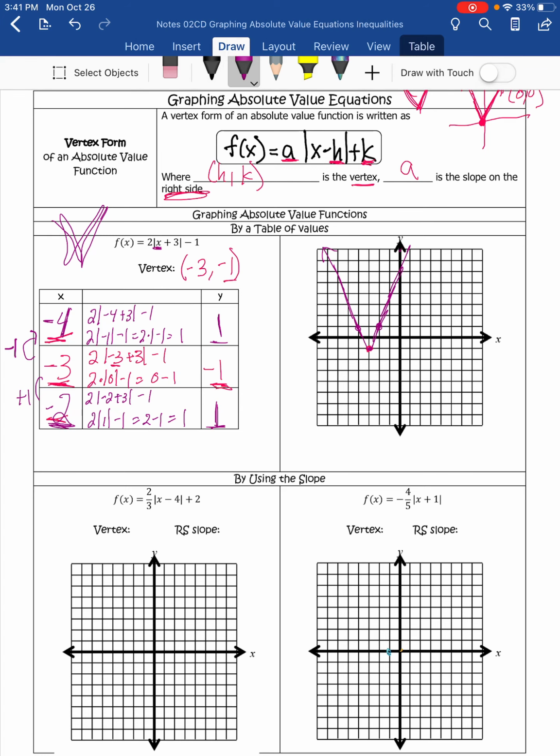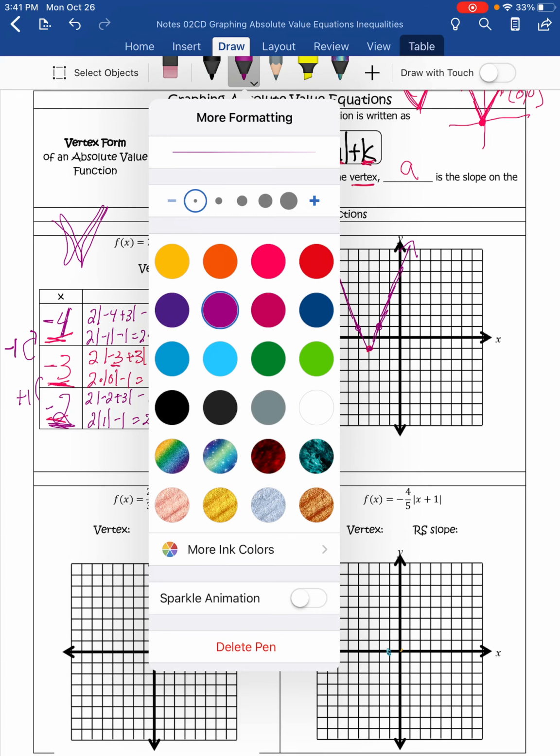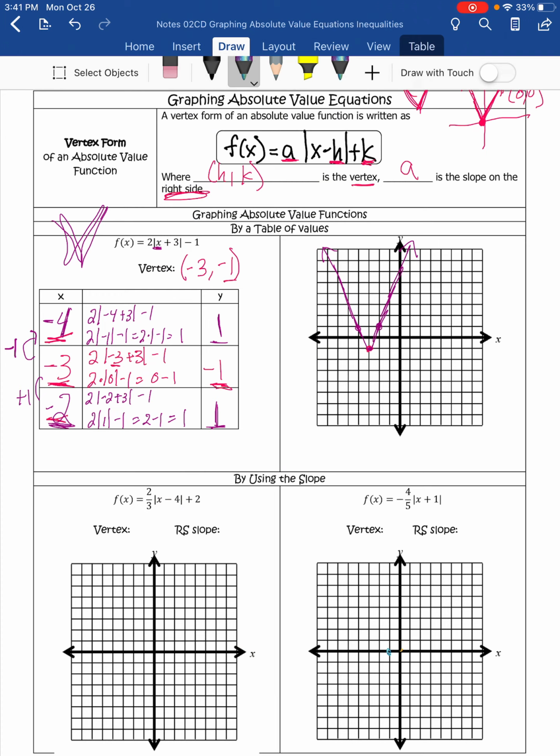Okay, and that's if you decide to do the table of values. Actually, any function that you pick, a table of values will work. You can always throw a value in for x, figure out y, and you can figure out points in the shape of a graph.